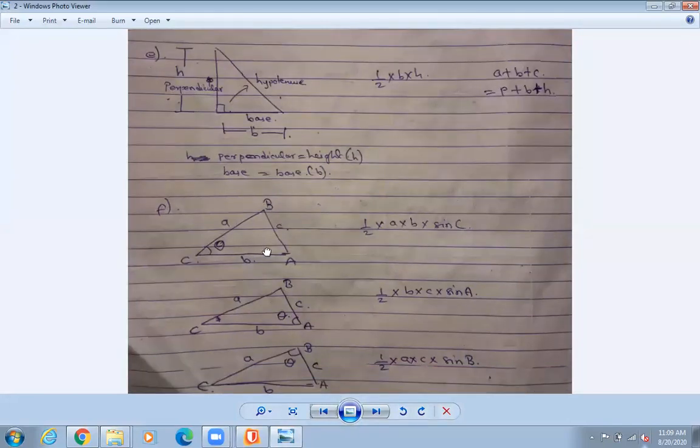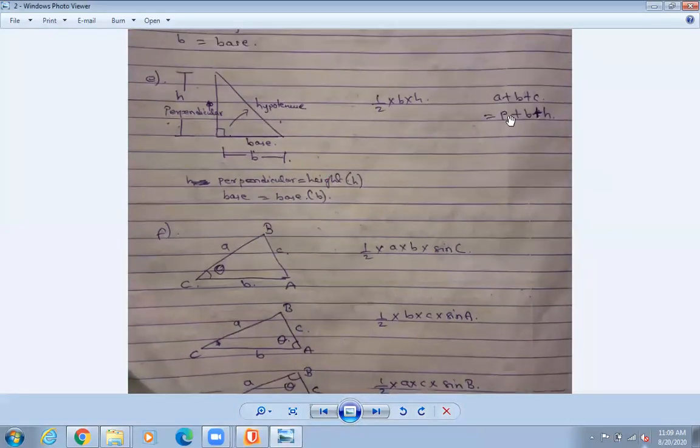Hope you have copied. If the perimeter is asked, then your perpendicular bar, base bar, hypotenuse bar. Perimeter means sum of all sides. This plus this plus this. So p plus b plus h. That's why I have written p plus b plus h. Otherwise a plus b plus c, whatever you can write down. So you just need to add all these three values. Now the last formula.